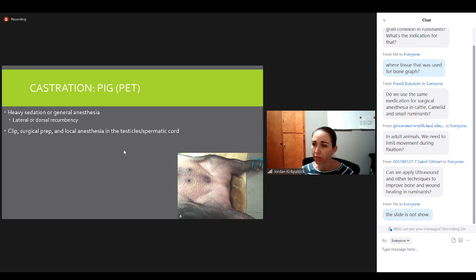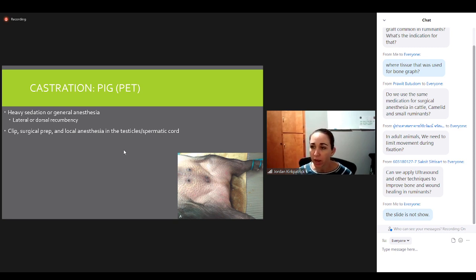I'm not sure in your area, but in the United States, pot-bellied pigs are an up-and-coming pet that people have. I have some clients whose pigs sleep in the bed with them like a dog or a cat. So they are very popular pets, and they have a little bit more interesting way of being castrated. They're done either under heavy sedation or usually at a hospital under general anesthesia.